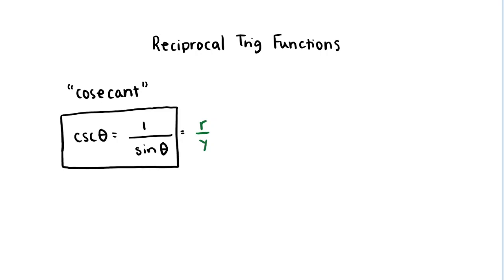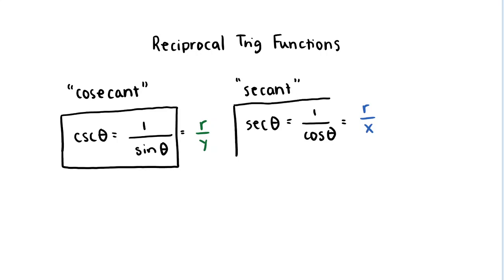And then the secant function, well, this is the reciprocal of our cosine function. So this is abbreviated as SEC, secant of theta. And so this is 1 over cosine of theta. And in a similar way, we can write this as r over x, the reciprocal of our cosine function. But again, usually the way you'll want to think about the secant function is just as 1 over cosine of theta.